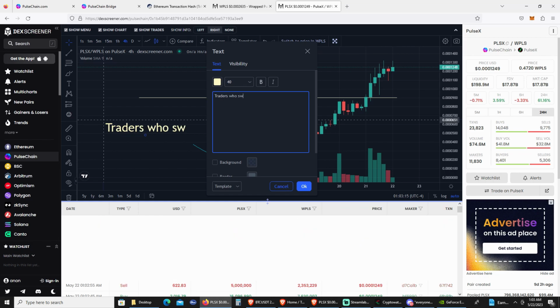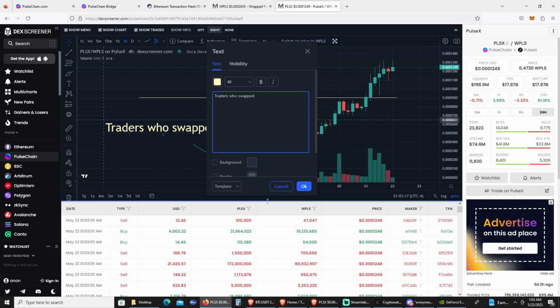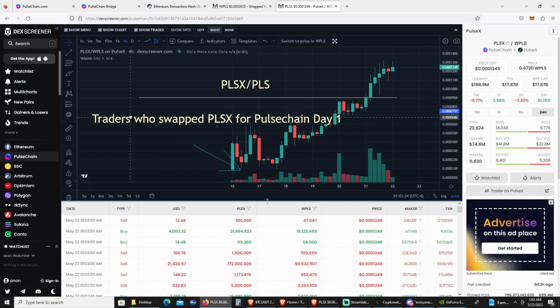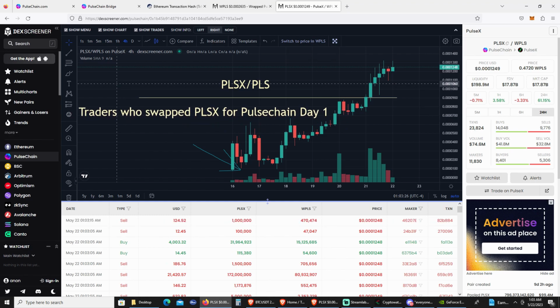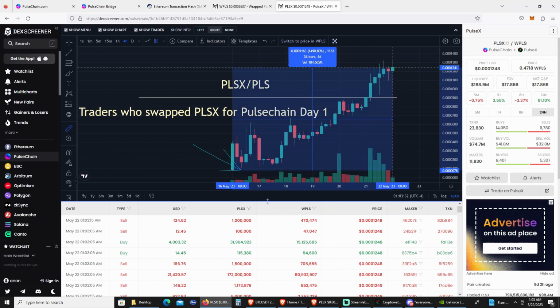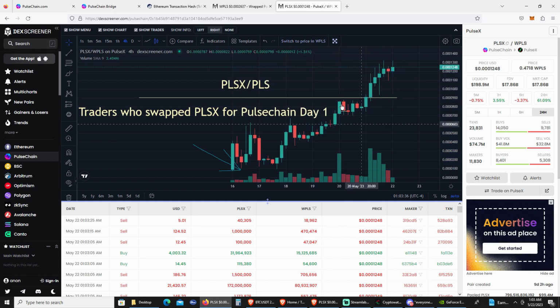Traders who swapped PLS for Pulsechain day one. These guys lost a lot of money because they swapped their Pulsechain for Pulsechain, all of it. Some of them that swapped all. And now Pulsechain is up over 1,400%. I think this one's still going to grow a lot, at least another 10 times versus Pulsechain.